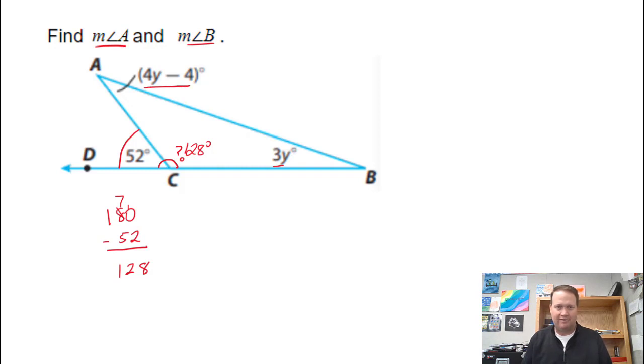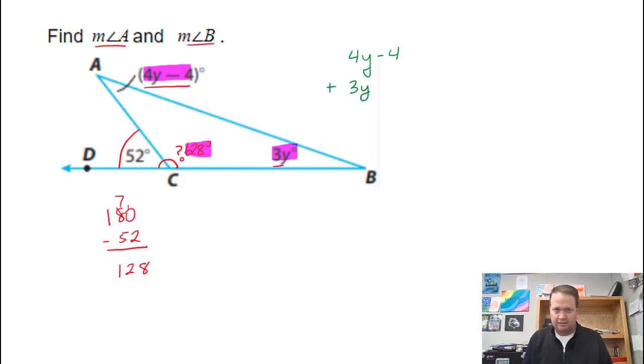That's another angle, and this other one here is 128. So here's the equation we're going to write. We're going to write that plus this plus that equals 180, because that's what's in a triangle. So it looks something like this. 4y minus 4. I'm going to add it vertically just for fun.